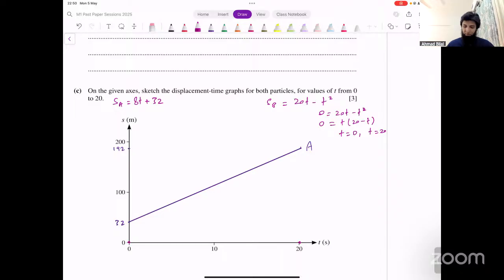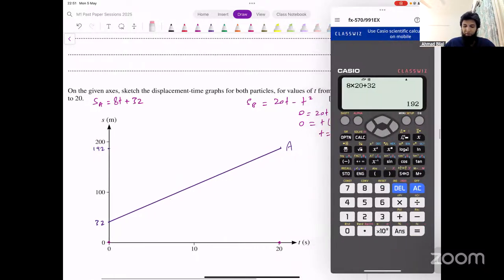Now, we have to make a graph like this, right? It's a quadratic graph. It's a symmetric graph. For a symmetric graph, the turning point is exactly between the two x-intercepts. So the turning point will be exactly in the middle. So at 10, you'll have the turning point. You can find the value for displacement at 10 so that you can show that accurately on the graph.